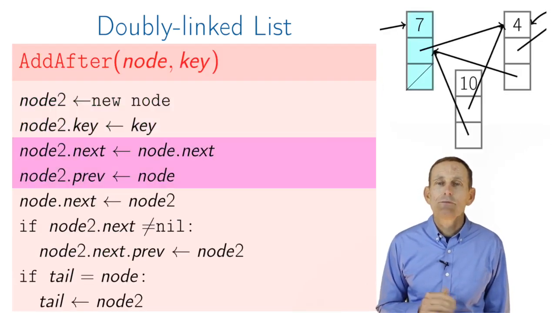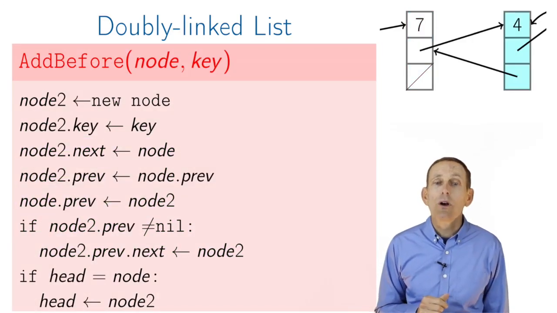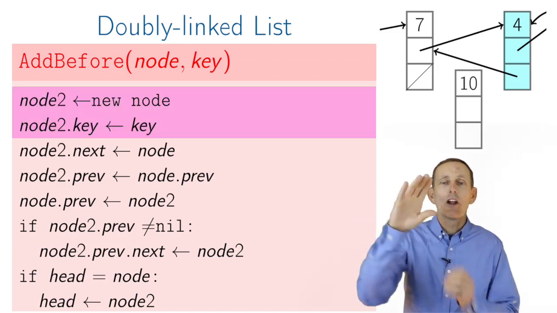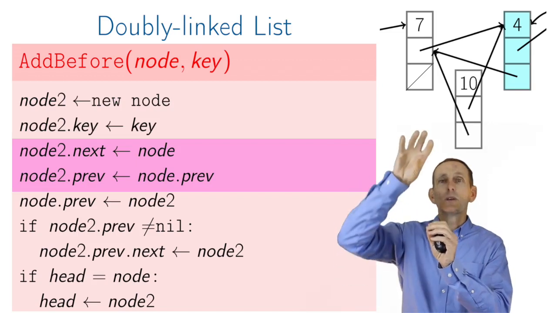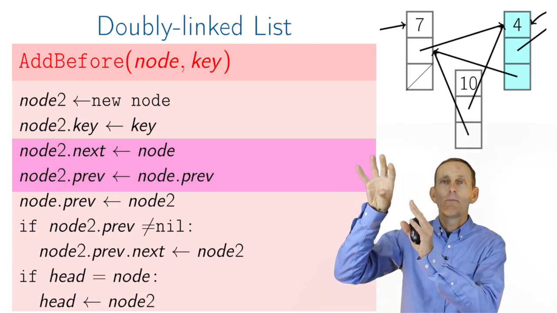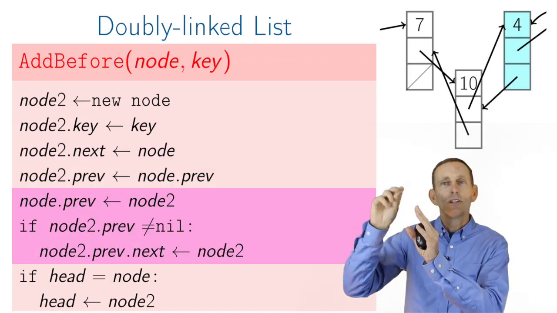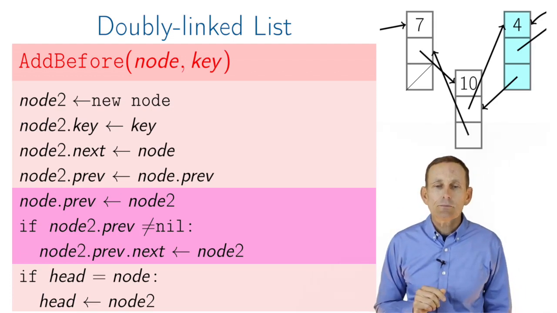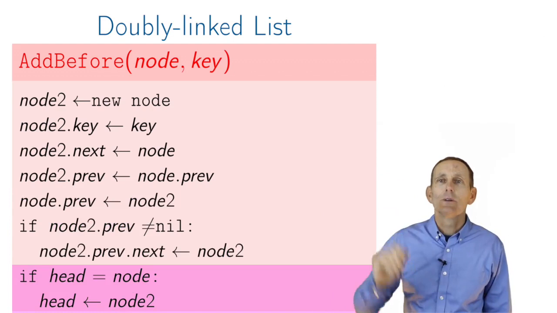Adding after, fairly simple. Again, we just need to maintain the prev pointer. But adding before also now works, in the sense that we can allocate our new node, and its prev pointer will be the prev pointer of the existing node we're adding before. So we splice it in that way, and then we'll update the next pointer of that previous node to point to our new node. And finally, just in case we were adding before the head, we need to update the head.